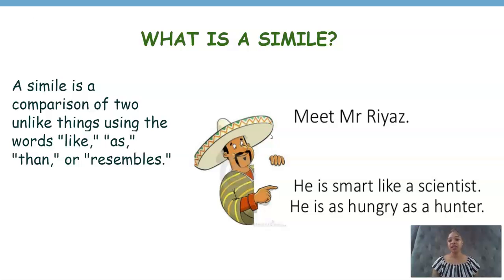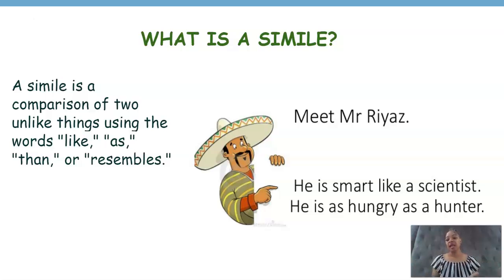What is a simile? A simile is a form of figurative language. It's a figure of speech. It's just comparing two unlike things. So you have one thing here, and then you have another thing here, and you're just comparing them. But with a simile, you're going to use words such as like, as, than, or resembles. Like and as are the most common.